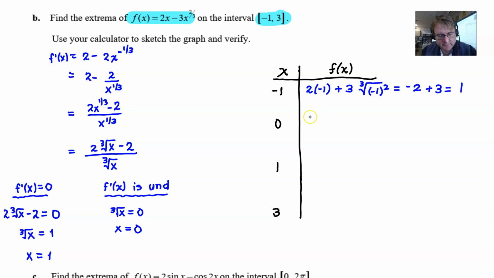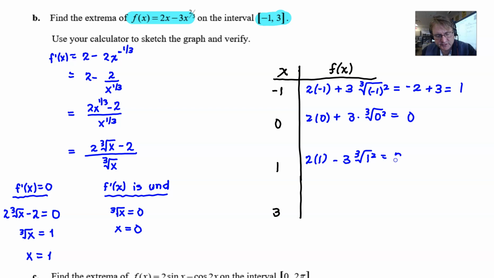If we do the same thing for 0, 2 times 0 plus 3 times the cubed root of 0 squared. Well, that seemed to be a waste of time because this entire term is going to wipe out and become a 0 as well. And so we have a 0. So far we have a max and a min, but let's see if that changes. I'm sure it will. 2 times 1 now, minus 3 times the cube root of positive 1 squared.